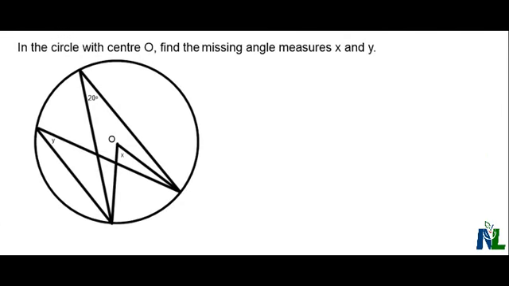We're going to use our circle properties to find the measure of some missing angles. In this question, we're asked to find the missing angle measures x and y. So first we need to identify those angles. Angle x is right here. That angle has measure x. And the angle with measure y is right here. So there's our angle with measure y.